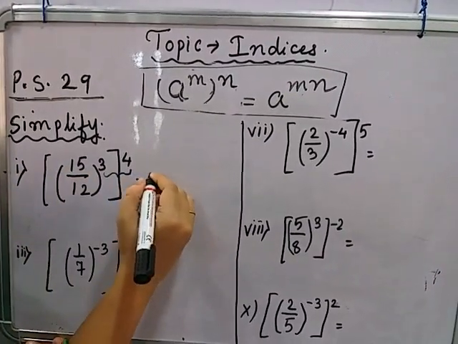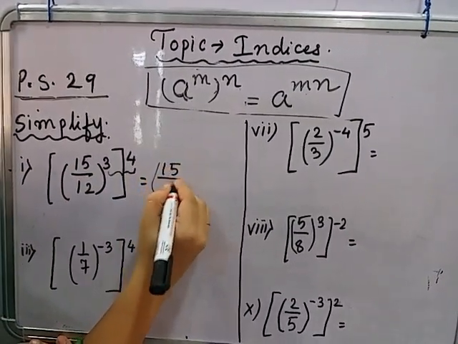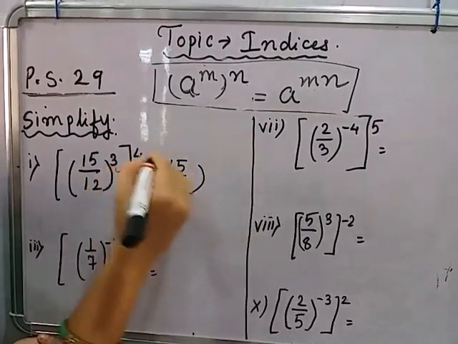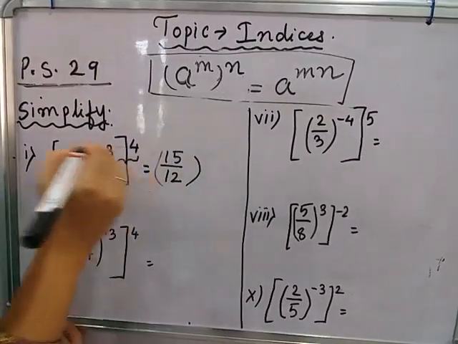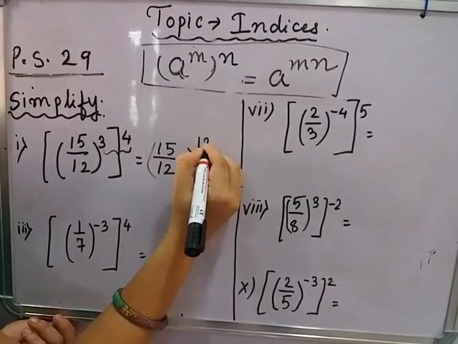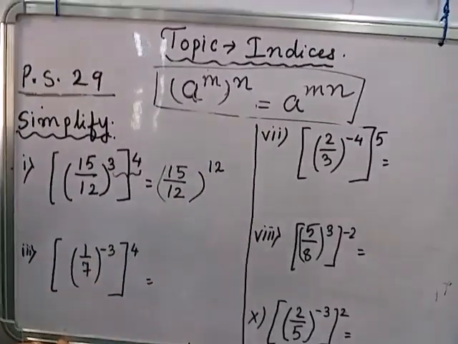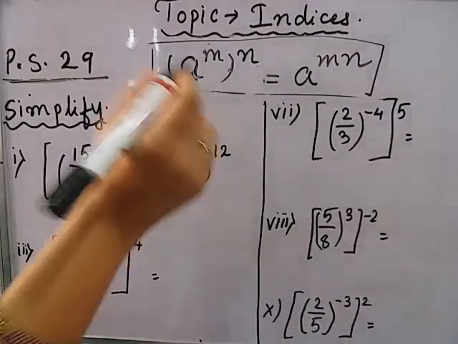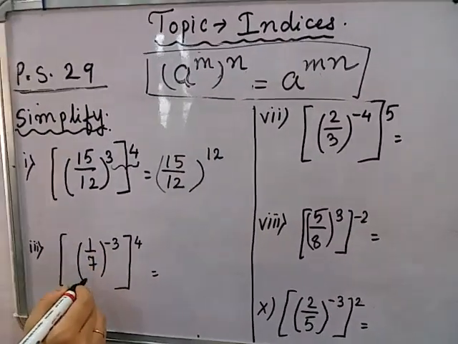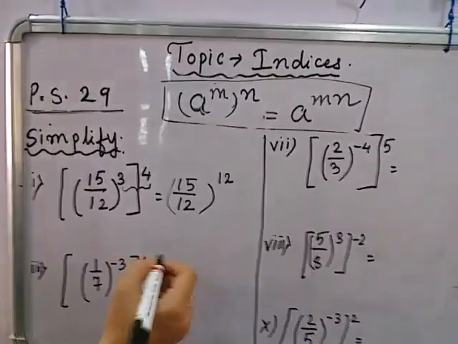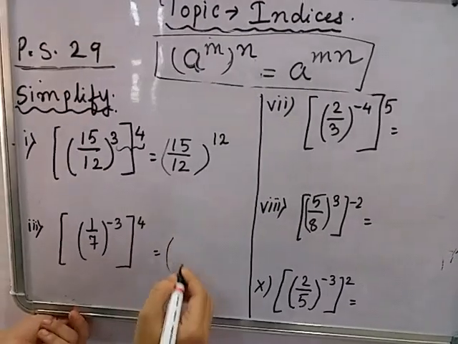So what is the answer? 15 upon 12, and you can directly multiply over here. So what is the answer? 3 4s are 12. Okay, now let's take the next one. Again, the same law of indices you are going to use. 1 upon 7 raised to negative 3. Outside it is 4. So what is the answer, student?